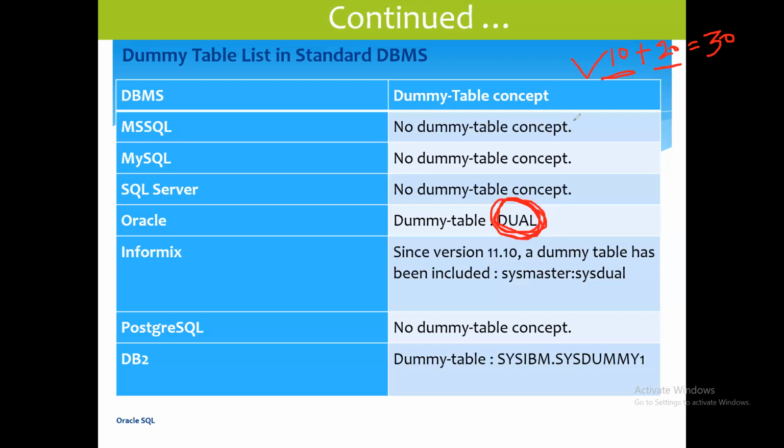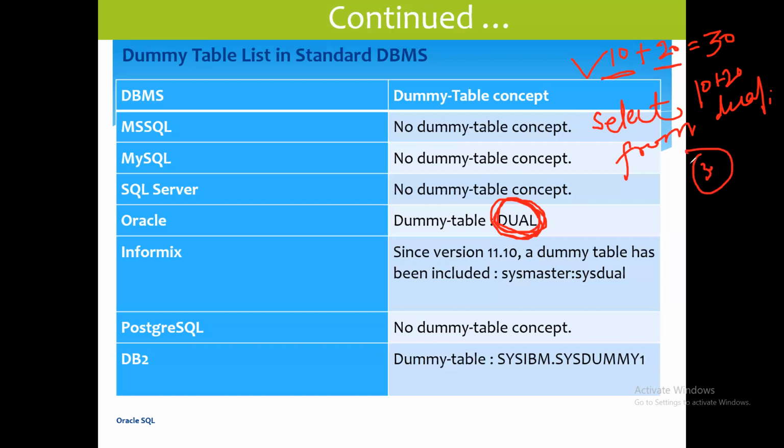In some databases they have not given it, so their approach to writing is different. If not given, how can we write? If given, how can we write? So select 10 plus 20 from dual table. From and select are most required. So we have written select from dual. Now if you execute, the returned result will be 30.